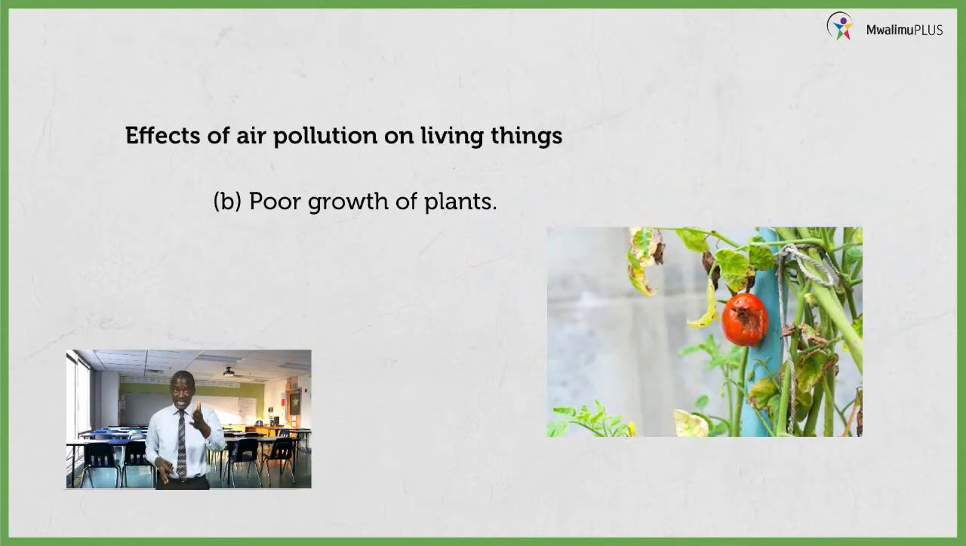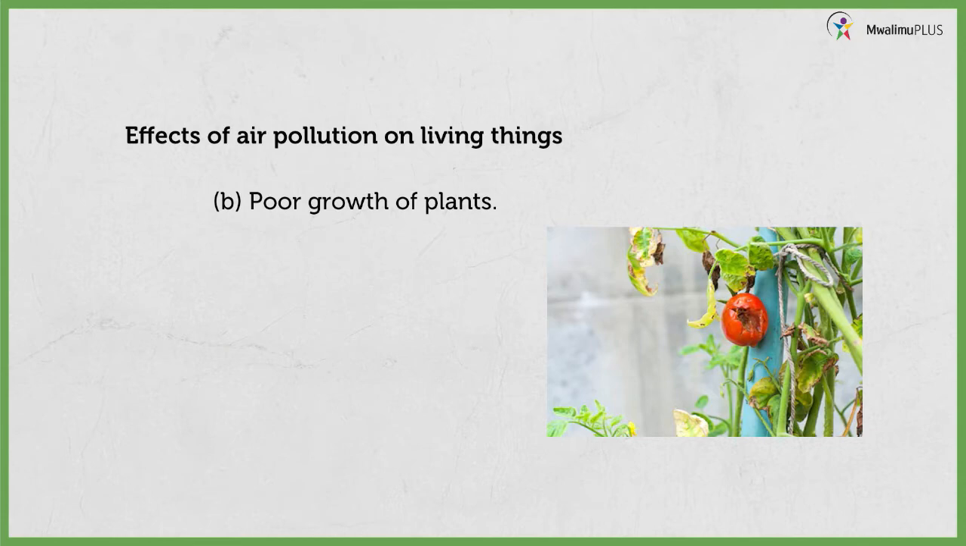What are you able to see? Correct. From the screen, we have an unhealthy tomato. Meaning, what does it mean? It means that if the environment is polluted, if you pollute the air, then you will be tampering or interfering with even the growth of plants. Just as you can see from the screen there, that plant is affected by air pollution.